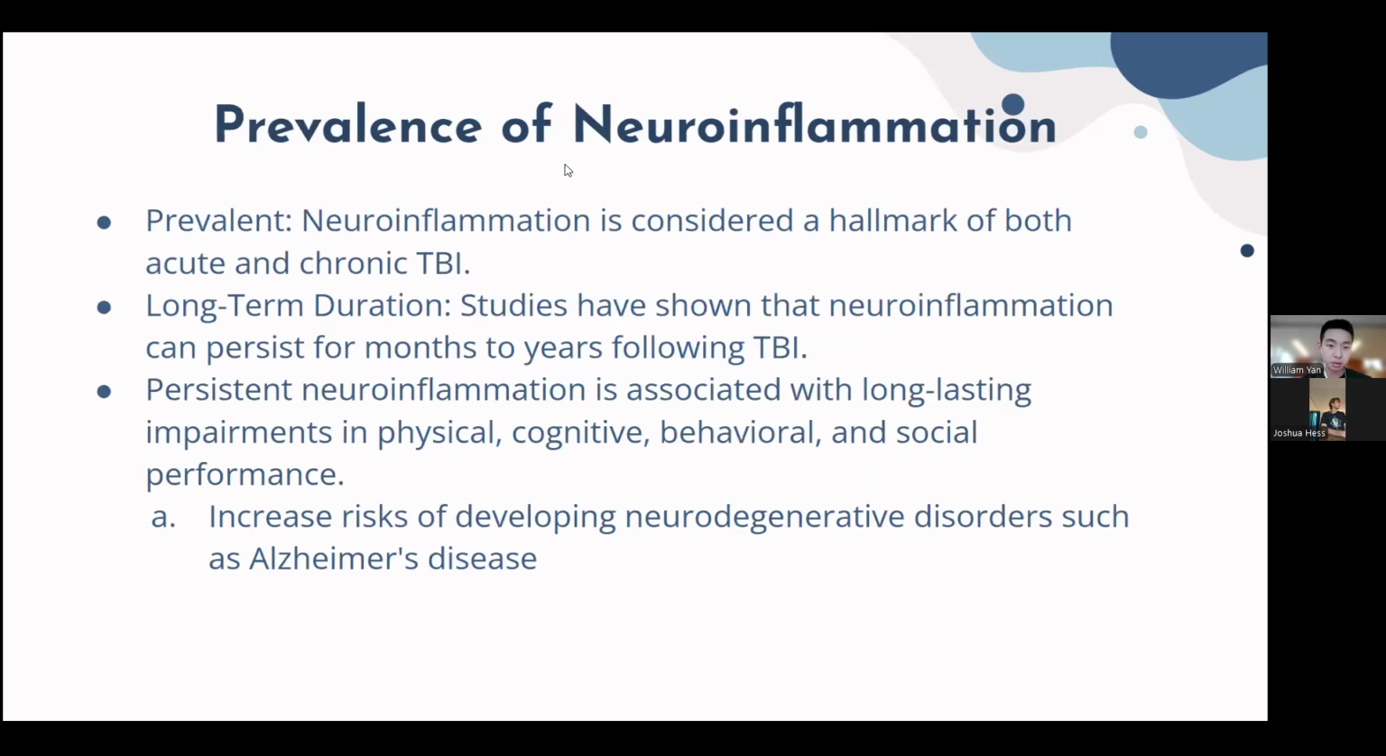So moving on to the prevalence of that, neuroinflammation is actually considered a hallmark of both acute and chronic TBI, and it does have a long duration. Studies have shown that neuroinflammation can persist for months to years. I've also read a paper on postmortem studies, where researchers dissect the brains of people after they pass away, and they can still see traces and proteins from neuroinflammation in the brain that persist even postmortem. So it is very persistent.